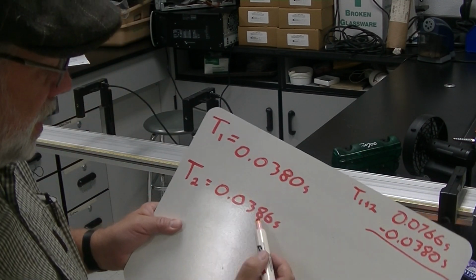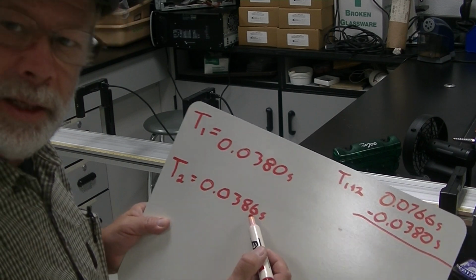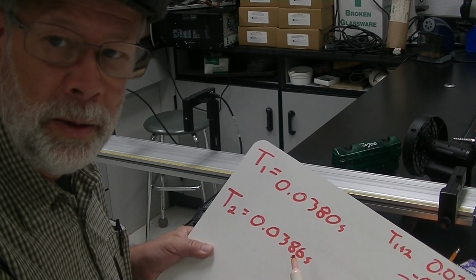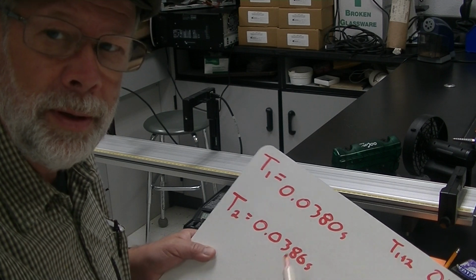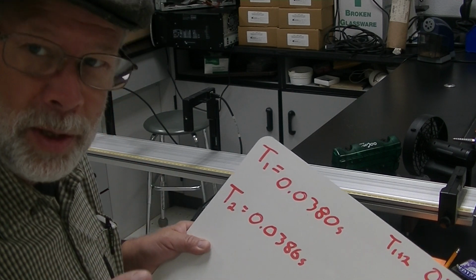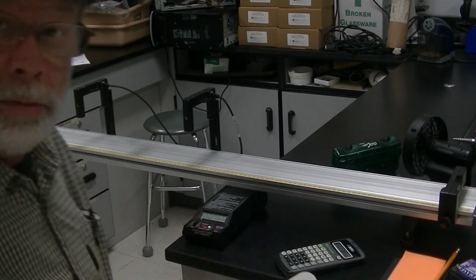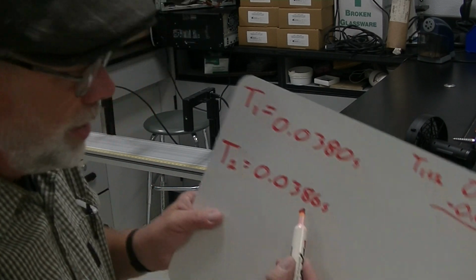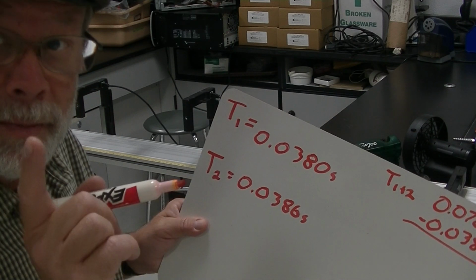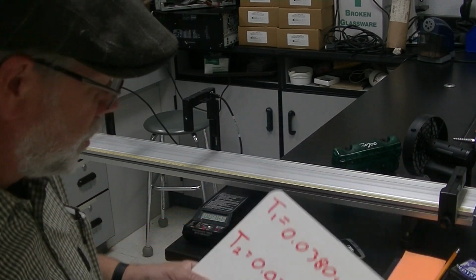All right, now notice, on the second gate, it's a little bit longer time. What does that mean? Well, it took a little longer to go through it. So it means it's slowing down. So we're having a negative acceleration. And what could cause that on the dynamics track? Well, there's a little bit of friction, not much. That's not a big change, but a little bit, and that's what we're going to measure.